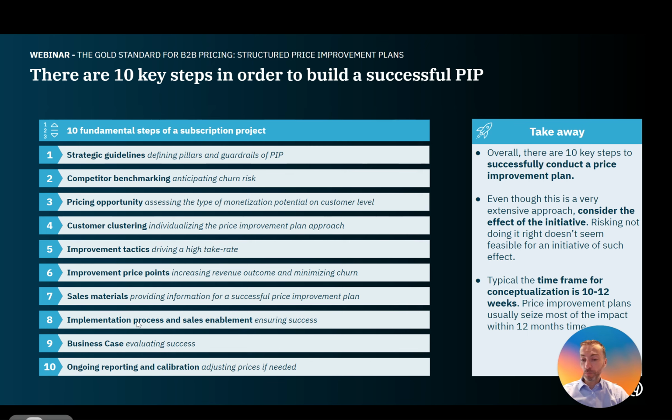We develop an implementation process. We enable the sales team with everything they need. We create a business case. And then, once the whole program is ongoing, we also report and calibrate to get the last 10% out of every program. The typical consulting pricing project ends at step 6. So this is the most conceptual part. We very often go all the way, simply because we have a very operative team who worked in sales and pricing in many companies. And thus, if you take the first 9 steps, a typical time frame is between 10 and 12 weeks. And the last step is usually ongoing, to calibrate after the go-live.